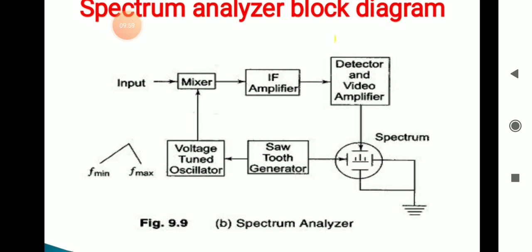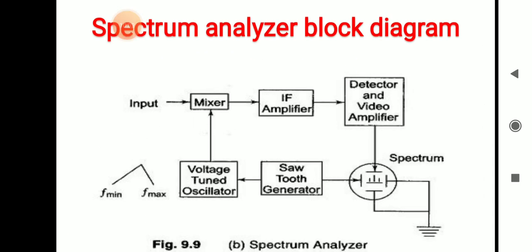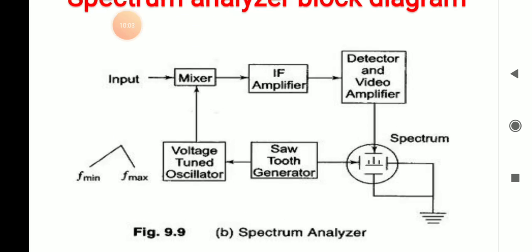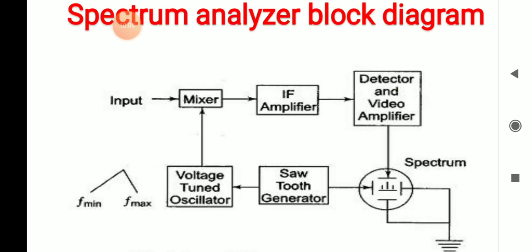Next we'll move on to the spectrum analyzer block diagram. So this is the block diagram of a spectrum analyzer. First of all, a spectrum analyzer is a study of the energy distribution of a signal as a function of frequency. We'll discuss later what that statement means. The instrument providing the energy distribution in a frequency domain view is called a spectrum analyzer.